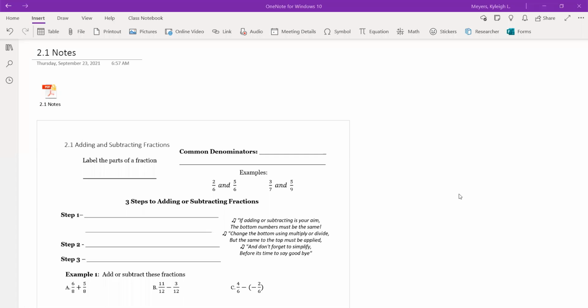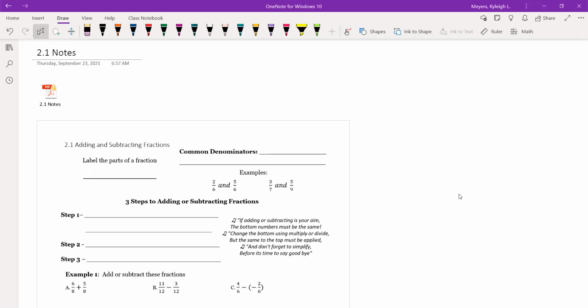All right, so we are going to talk about adding and subtracting fractions. I know, everybody's favorite. All right, so let's just get started.